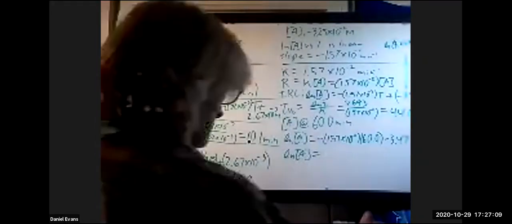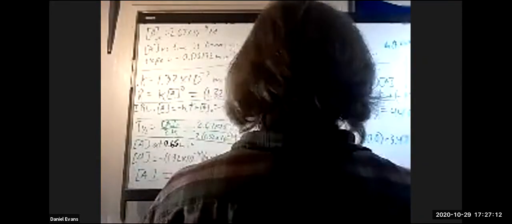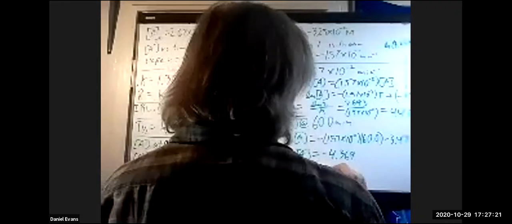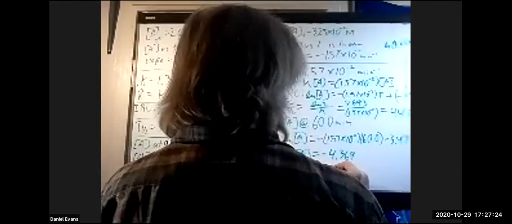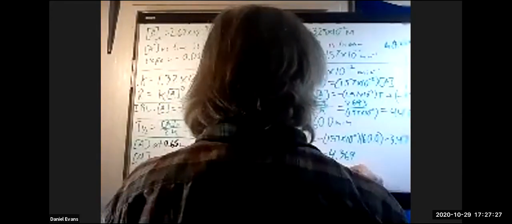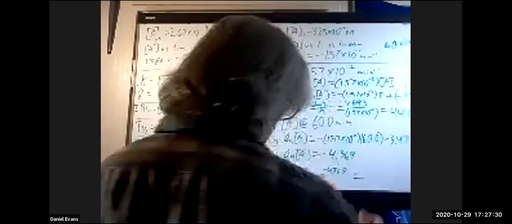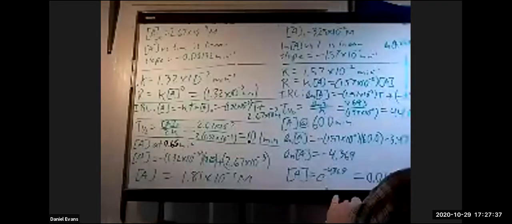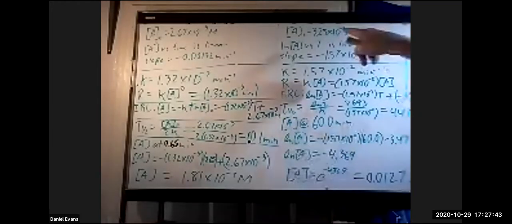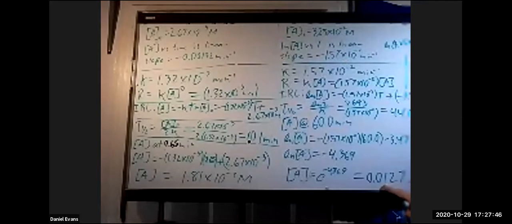So we reduce this down. So natural log of A comes out to be minus 4.369. So then our A will be equal to E raised to the power of negative 4.369. Run that through our calculator. We end up with a value of 0.0127 molarity. So we start off with a 0.03, we're down to a 0.01 on this.